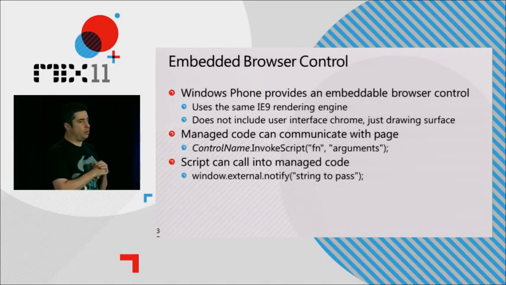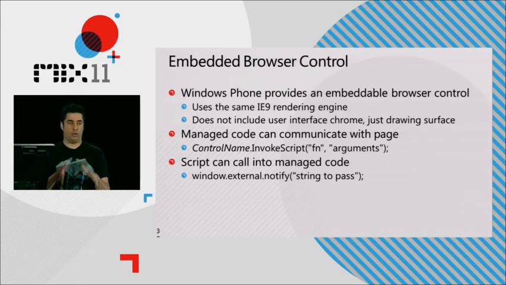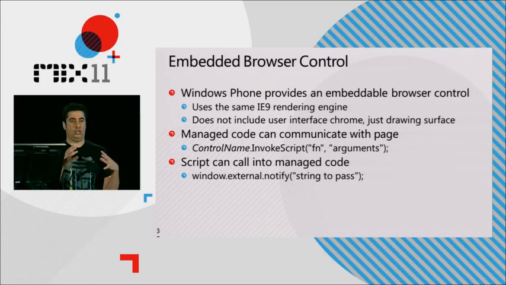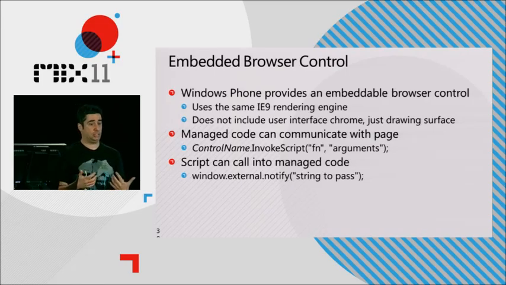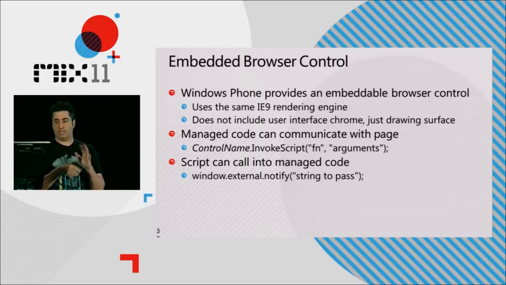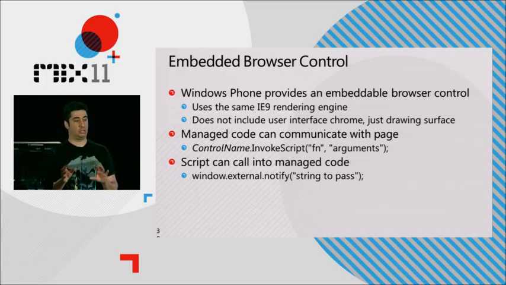Then I want to quickly talk about all the stuff I talked about today up until now in IE9. We also make a browser control that you can embed in your native applications. It's the same IE9 rendering engine in the browser control as we use on the desktop. Obviously, it's not the Chrome UI, but it is the drawing surface. And all the benefits that you get, including geolocation, will also work in the embeddable browser control. The nice thing about it is that you can communicate to and from it in your managed code. So you can call from your managed code down into the script of the page by using the invoke script function. And you can also communicate back the other way as well.